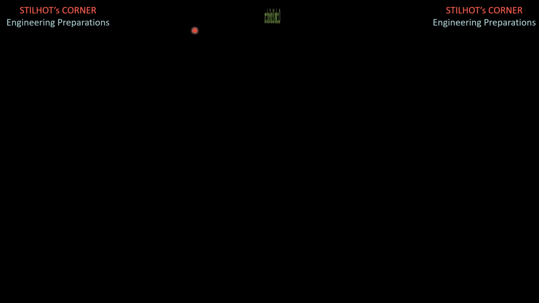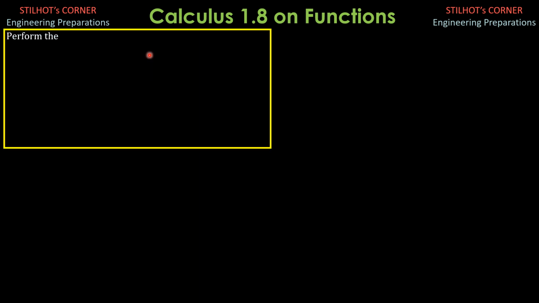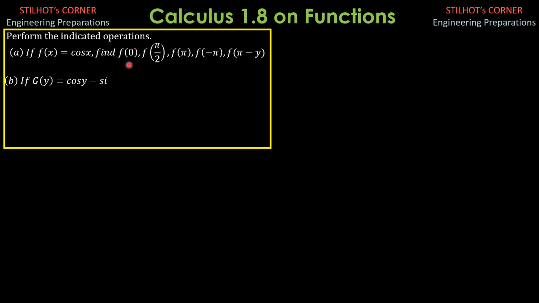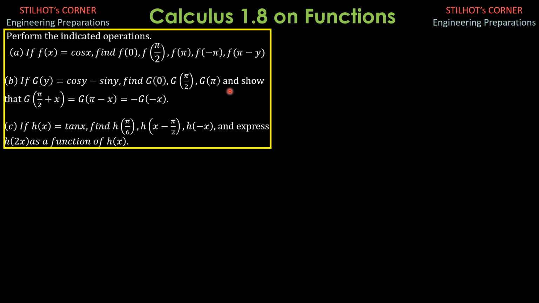Here is Calculus 1.8 on functions and higher level. Perform the indicated operations. Part A, if f of x is cosine of x, find f of 0, f of pi over 2, f of pi, f of negative pi, f of quantity pi minus y. Part B, if g of y is cosine y minus sine y, find g of 0, g of pi over 2, g of pi, and show that g of pi over 2 plus x equals g of quantity pi minus x, and it is also negative g of negative x.